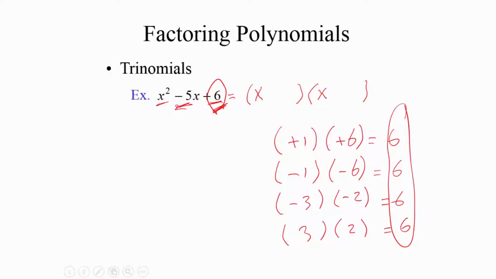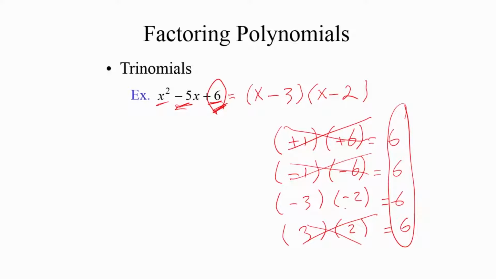Okay, let's look. 1 plus 6, that would be 7. So that is not it. Minus 1 and minus 6, you add them up algebraically, it was minus 7. So that is not it. 3 times 2 is 6, but 3 plus 2 is positive 5. That doesn't give me minus 5. Only this one, minus 2 and minus 3, would give me a minus 5. So these are the answers, x minus 3 and x minus 2.